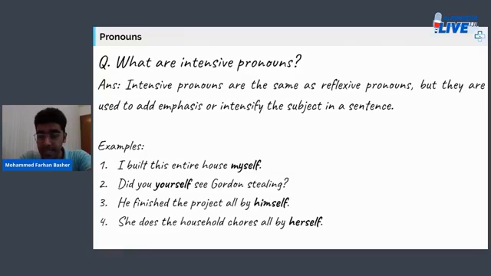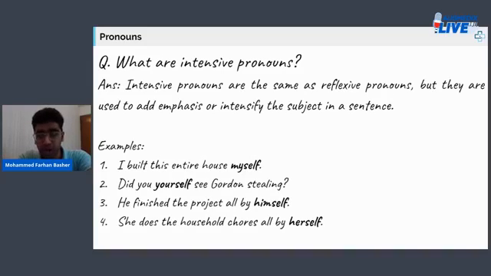You can see that it says, did you yourself see Gordon stealing? Meaning there is some sort of an emphasis, an intensification, in this question. Did you yourself see Gordon stealing, or is it someone else who saw Gordon stealing and you are just complaining it to me, right? So when I say, did you yourself see Gordon stealing, I mean, did you yourself do so, right? Did you yourself see Gordon doing something wrong?